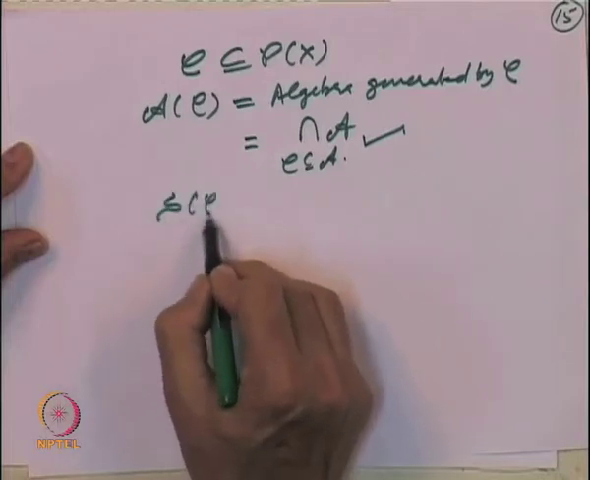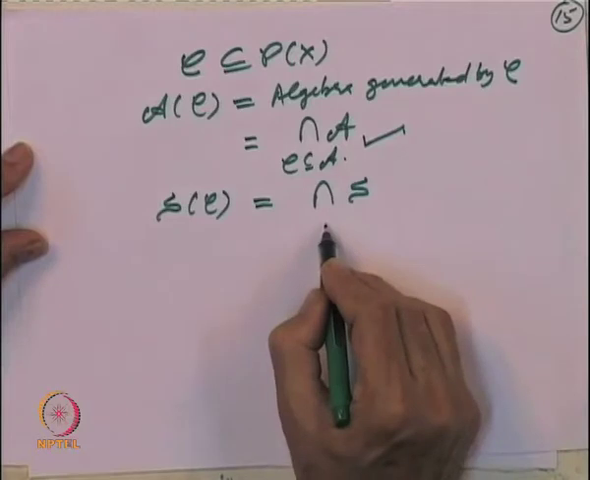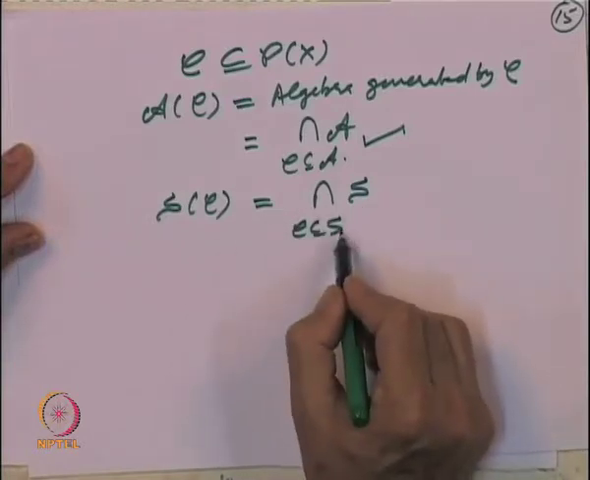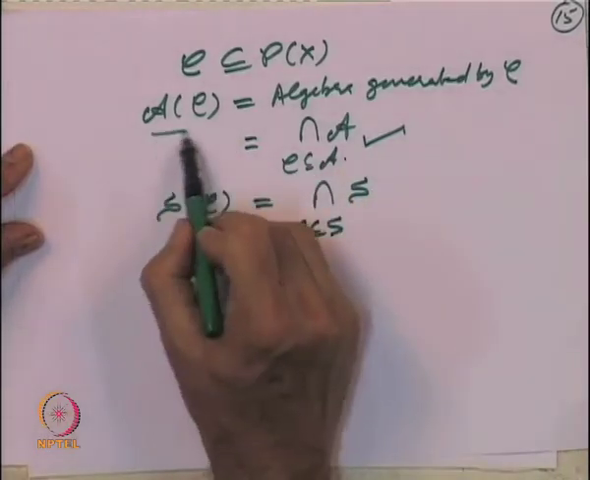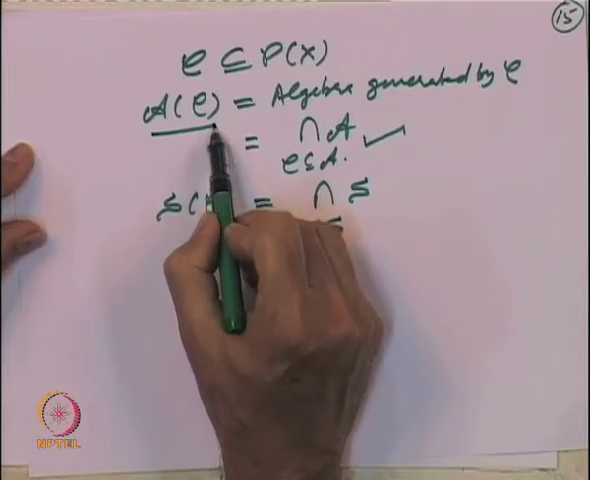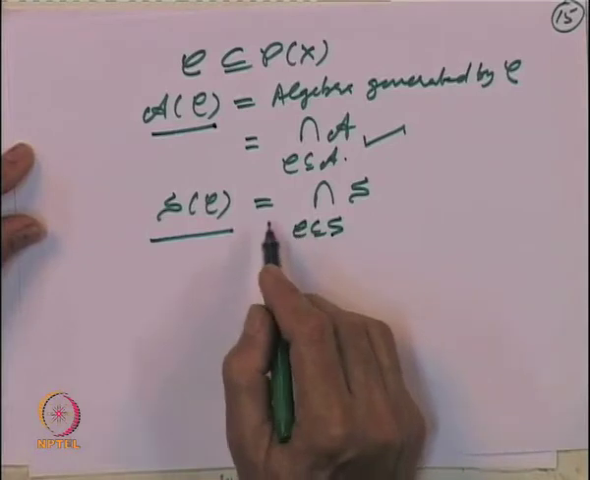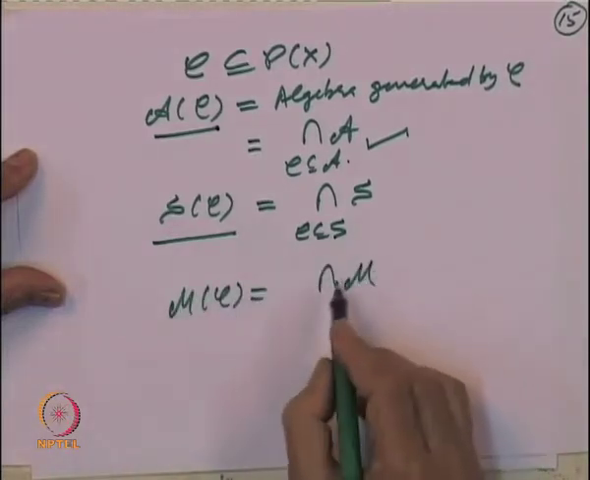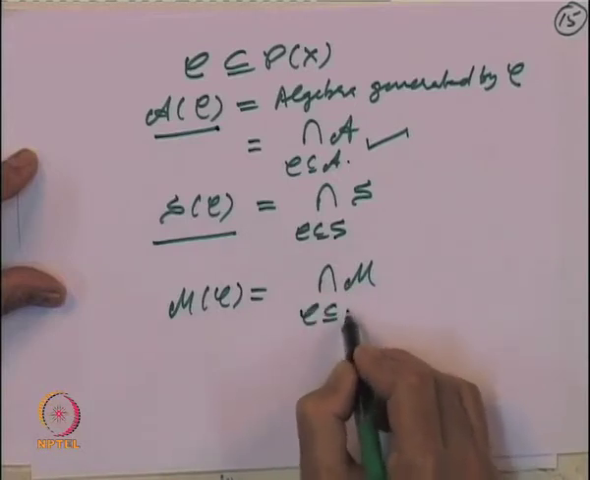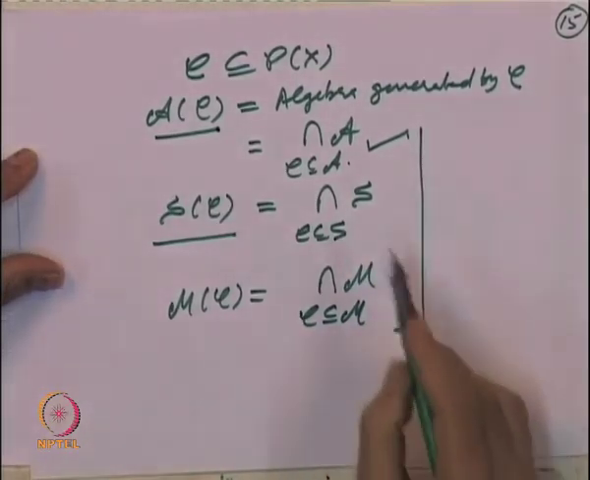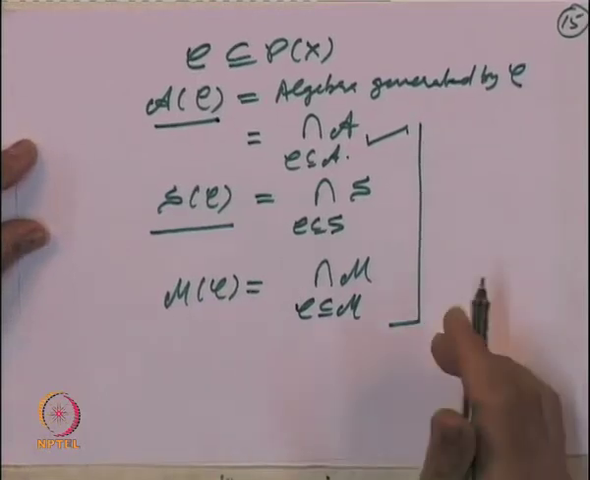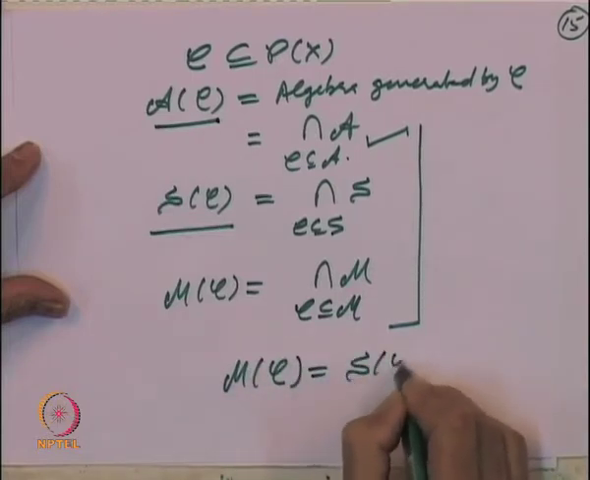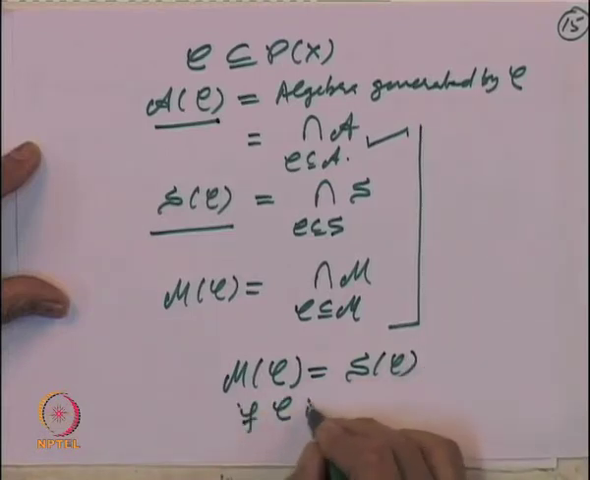Similarly, the sigma algebra generated by C, we said it is nothing but look at all sigma algebras of subsets of X which include C and take their intersection. So, that is a sigma algebra. So, that is called the sigma algebra generated by C. Another way of saying this is that the algebra generated by C is the smallest algebra of subsets of a set X which includes C. Similarly, S of C is the smallest sigma algebra of subsets of X which includes C. And similarly, we have the monotone class generated by C. It is the smallest monotone class of subsets of X which includes C. And we showed by these properties that such an object always exists. And then we proved a very important theorem, namely that the monotone class generated by C is equal to the sigma algebra generated by C if C is an algebra.